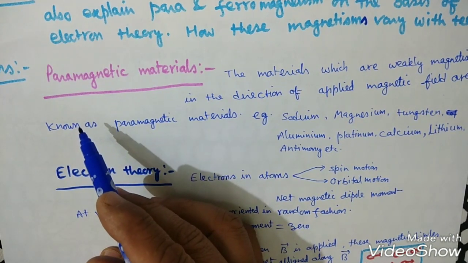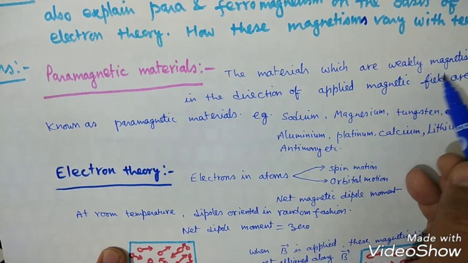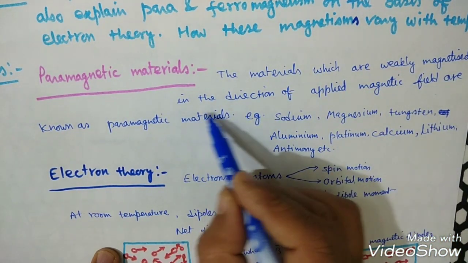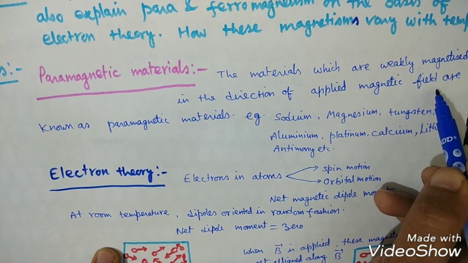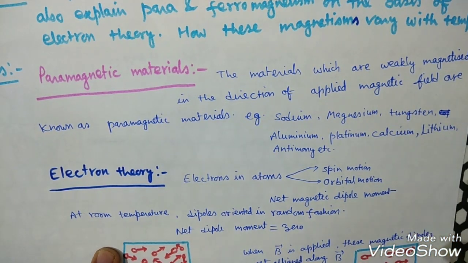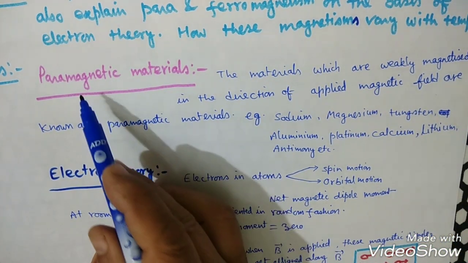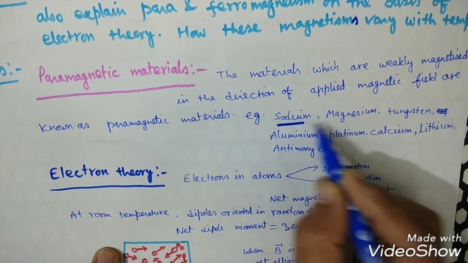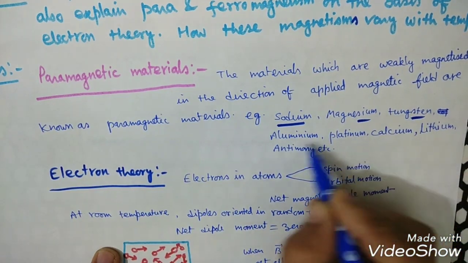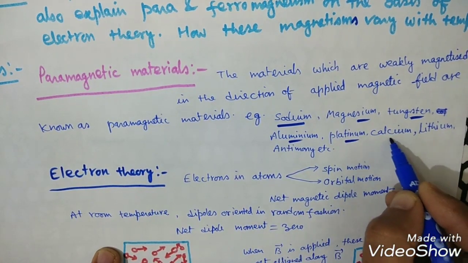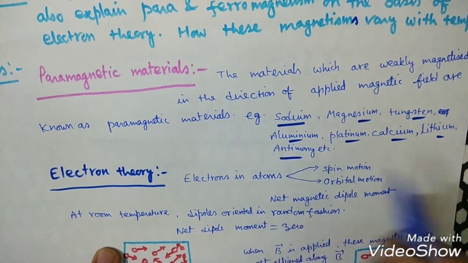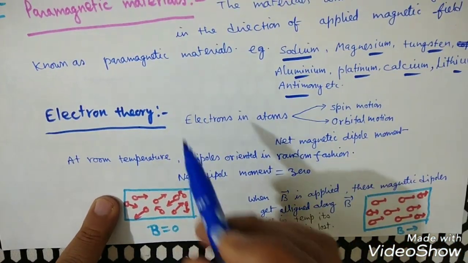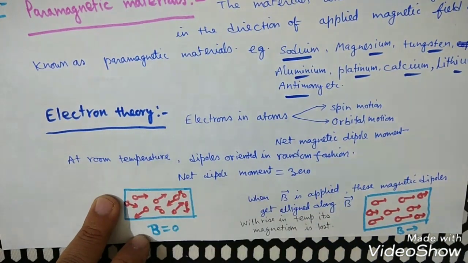What are paramagnetic materials? The materials which are weakly magnetized in the direction of applied magnetic field when placed in an external magnetic field are called paramagnetic materials. What are the examples? Sodium, magnesium, tungsten, aluminium, platinum, calcium, lithium and antimony. On the basis of electron theory, we can explain paramagnetism.